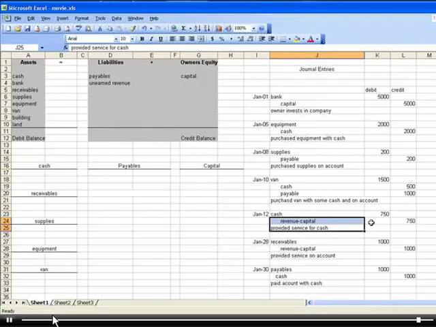Next, we're going to transfer all of these amounts into our T accounts, but that'll be in the next video. For now, we have to focus on the fact that when we're entering, when we're explaining what happened, there has to be a debit and the equal amount of credit.